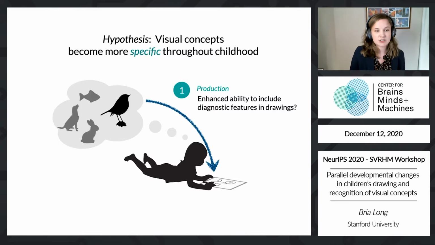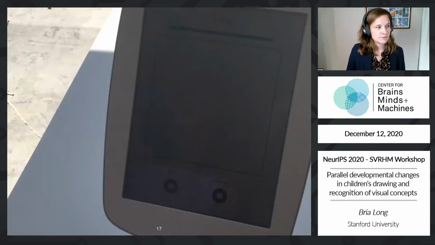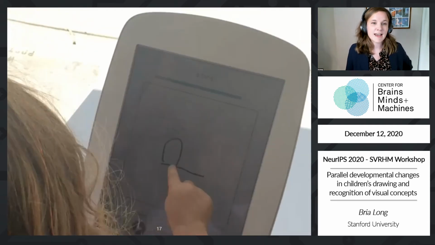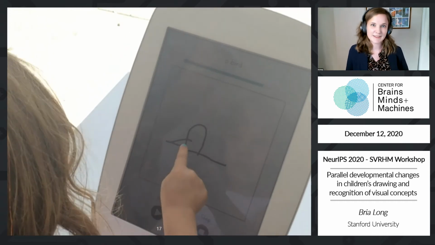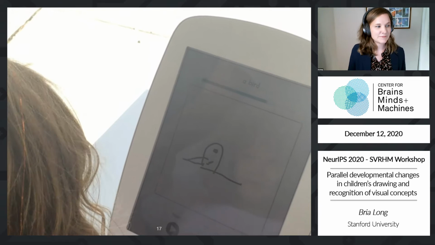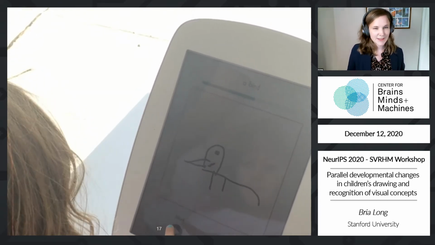In order to ask these questions, we needed to develop a way of collecting drawings. And we did so via a touchscreen and video prompts where the experimenter asked, what about a bird? Can you draw a bird? And here is one child's answer to that question. She draws a head, beak, eyes, mouth, tail, a couple of legs, and then she's done.